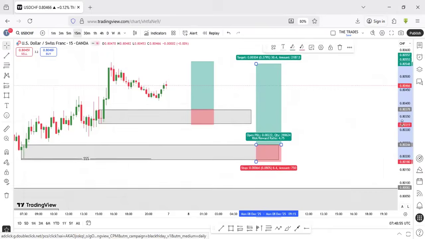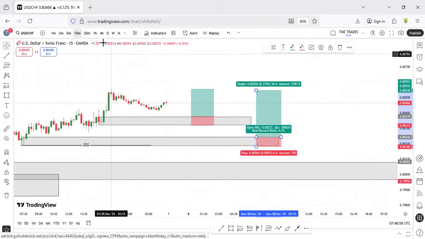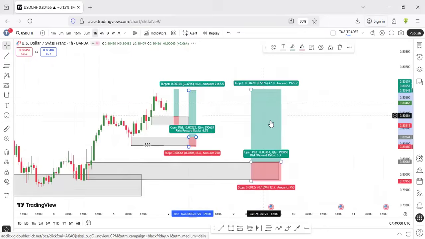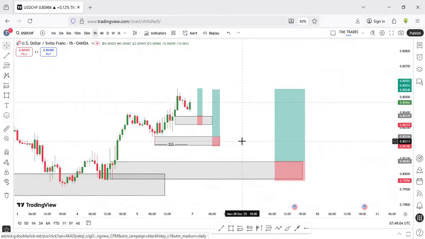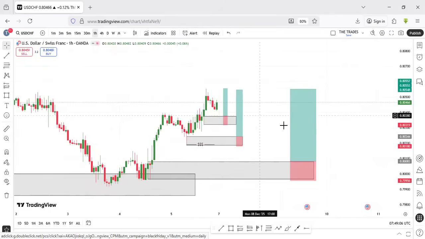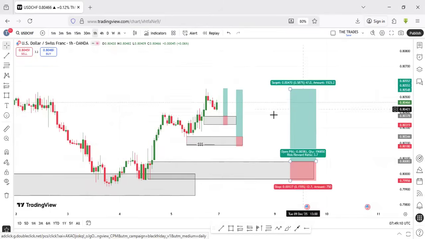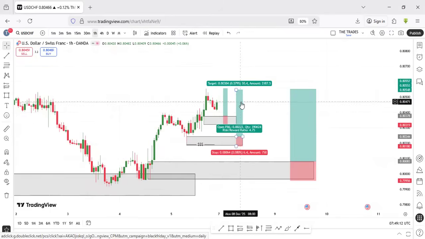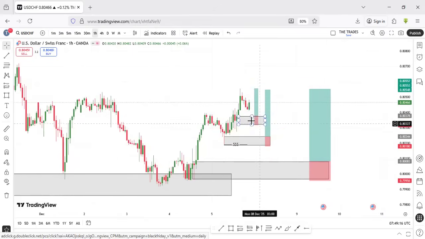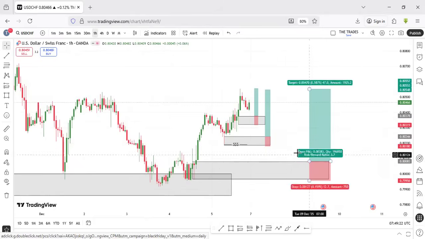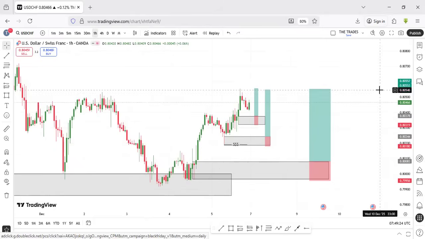So on USDCHF, these are the entries that I will be looking at, coupled with what we are seeing on our DXY, that dollar is going to be strong for the meantime before we start seeing its weakness. So the market could decide to react from here and continue moving to the upside, but whatever the market gives to you, then you can be taking it.